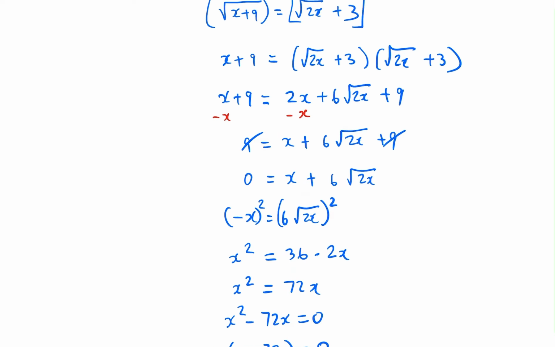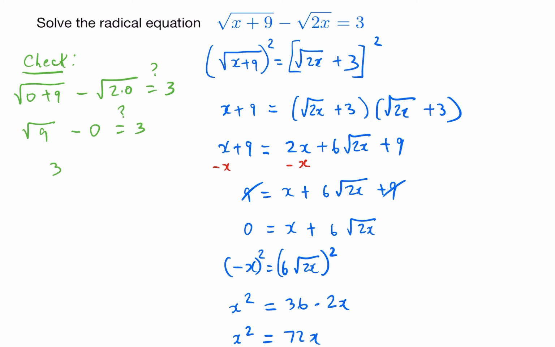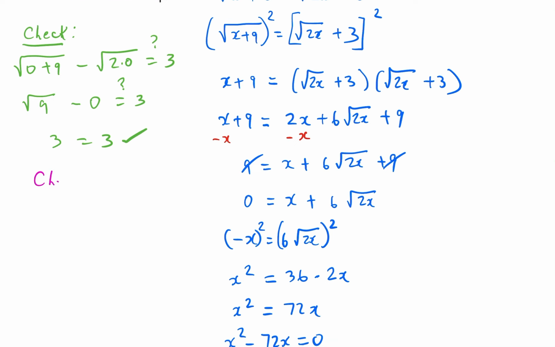Okay, so let's go ahead and go back to the original equation, which is here, and let's do our first check. Okay, so we're going to check on our answer being 0. So the question is square root of 0 plus 9 minus the square root of 2 times 0 equal to 3? Well, this comes out to square root of 9, minus 0. And does that equal 3? Square root of 9 is 3. So 3 is equal to 3. So that checks out.